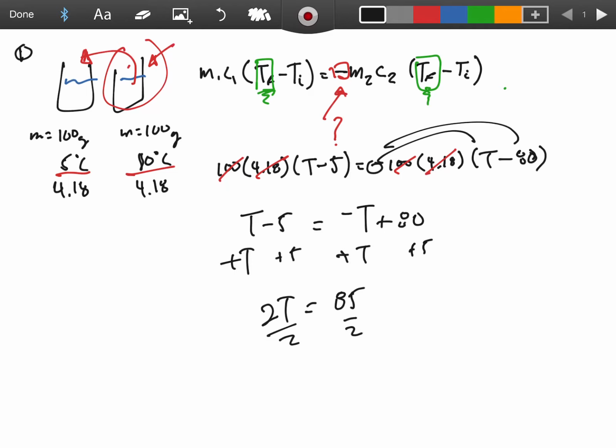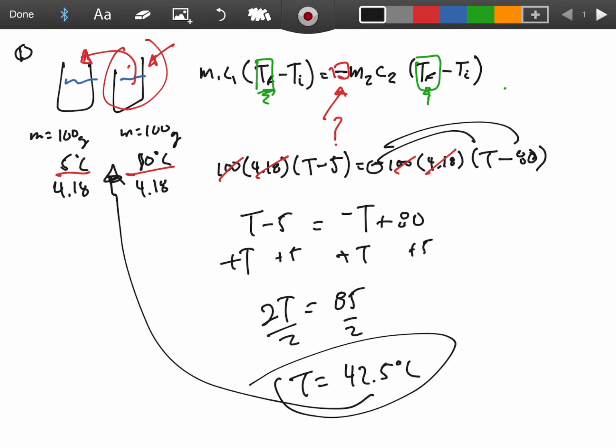Divide by 2, and the final temperature of my water mixture is 42.5 degrees Celsius. And this makes sense, right? 42.5 degrees Celsius is exactly in between 5 and 80. The reason that makes sense is because their specific heats are exactly the same and their masses are exactly the same. With those two quantities being the same, the temperatures just meet in the middle. So that's a nice, easy one to get started with.